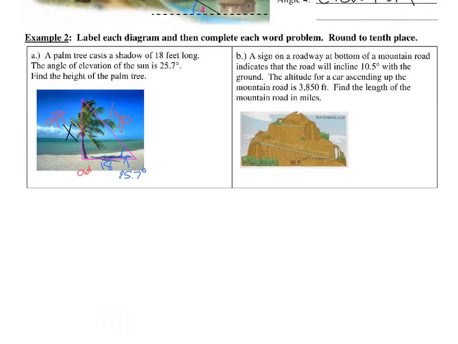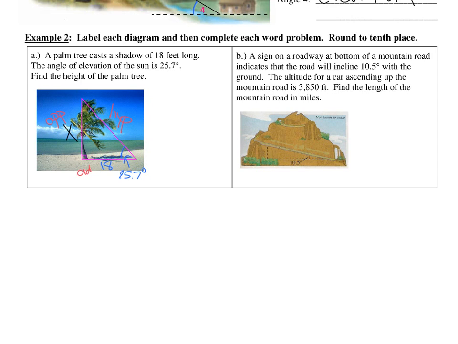All right, so next examples. We're going to be labeling each diagram, and then we're going to complete each word problem. If we have to round, we're going to round to the tenths place. All right, so first one. A palm tree casts a shadow of 18 feet long. So notice here's the beautiful palm tree. There's its shadow, so that is 18 feet long.